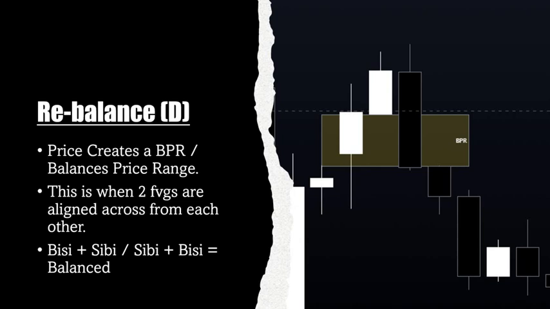Okay? Now obviously price wants to be balanced all the time, okay? It doesn't want to be imbalanced, it wants to be balanced. And it wants to rebalance it automatically. That's the algorithm, okay? So BPRs, I would say, is one of the strongest fair value gaps because you have balanced price inside of an inefficiency. So remember that a BPR is one of the strongest fair value gaps. So keep that in mind.